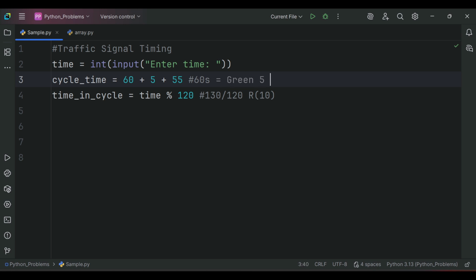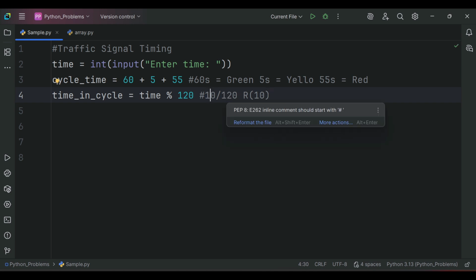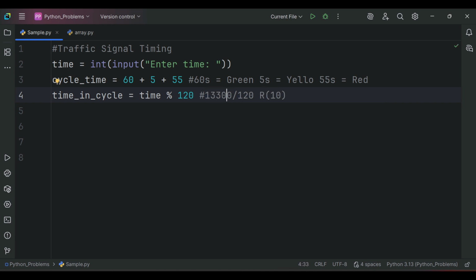Okay, and 5 seconds is yellow, and 55 seconds is red. Based on this calculation, whatever remainder is there, based on that remainder the light will be on. Suppose here I am giving 240. No, here I am giving 330. Here I am giving 330, what is the output?